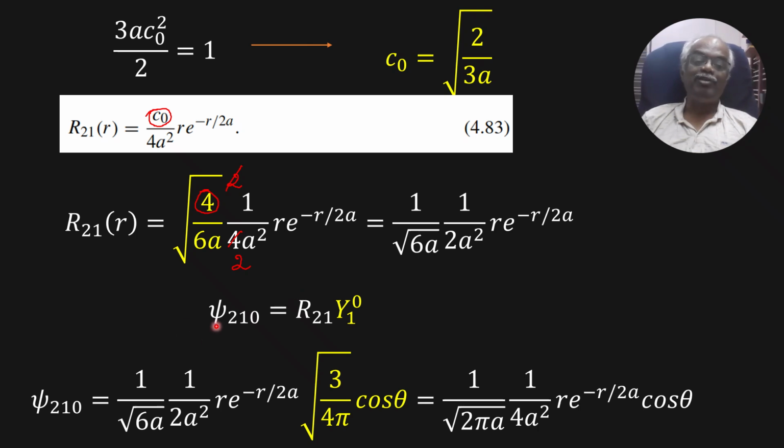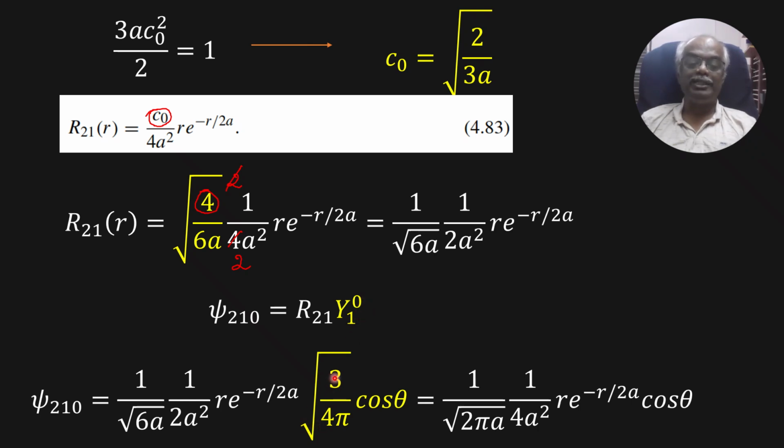And now the full wave function is psi 210, that is equal to R21 Y10. So this is L and this is M. So now you replace R21 by this. That is square root of 1 over 6a, 1 over 2a squared r e power minus r over 2a, and Y10 we have already found.